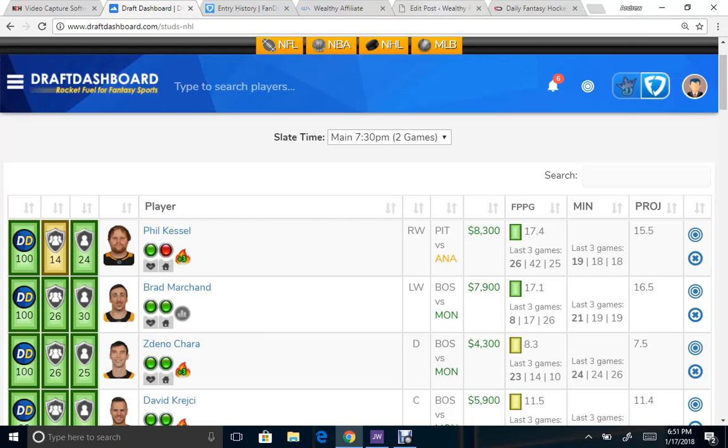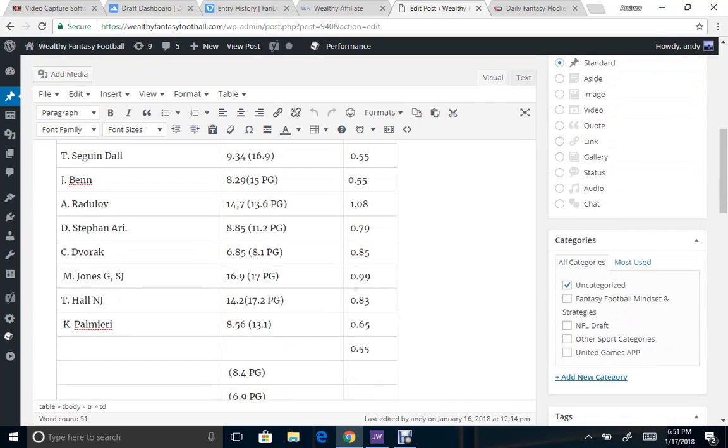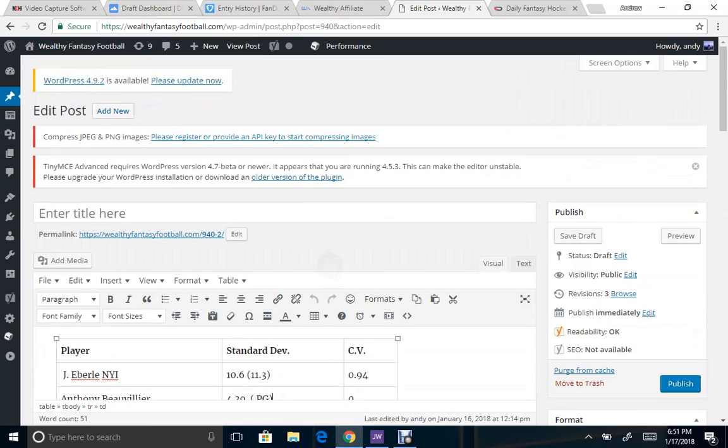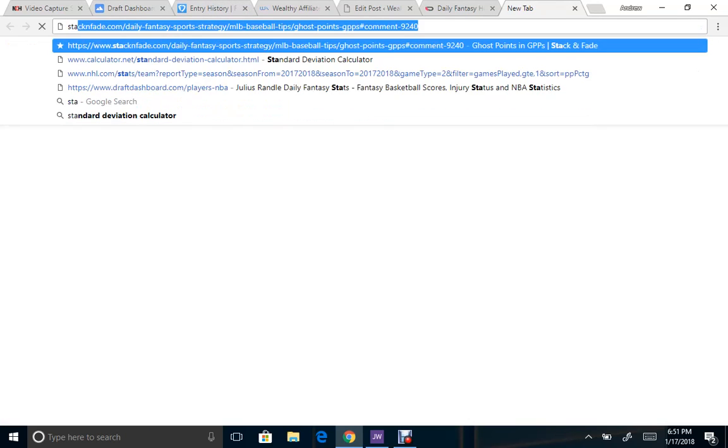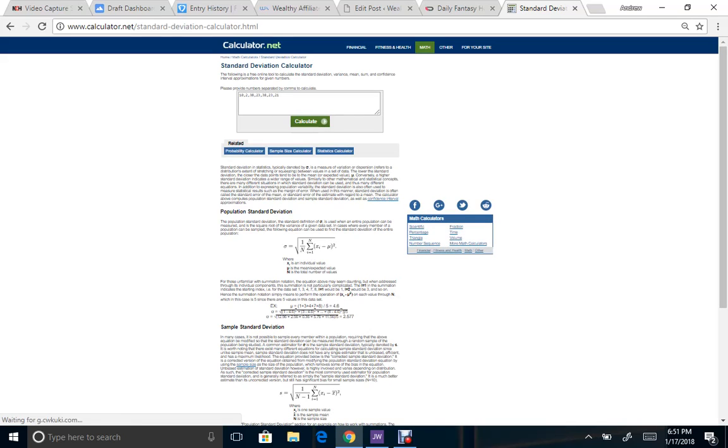And obviously I'll have to do another one of these sheets, and it takes a little time, just like I do with football. It's the same concept. All I'm doing is using a standard deviation calculator. And no one else is doing this that I know of. So I just wanted to show you guys and make sure you understand what's going on.